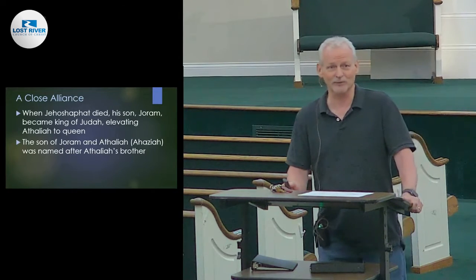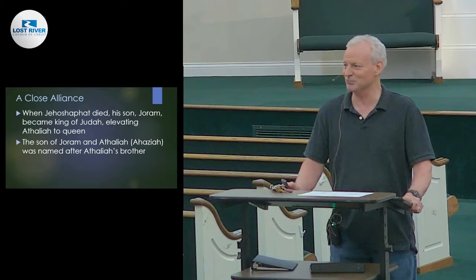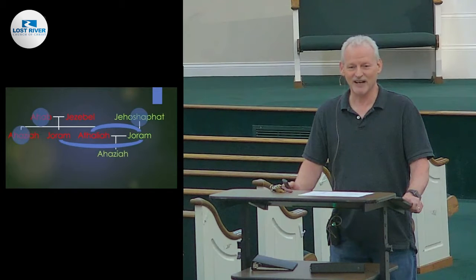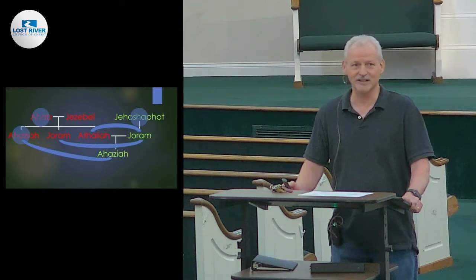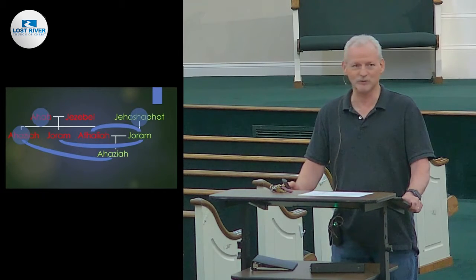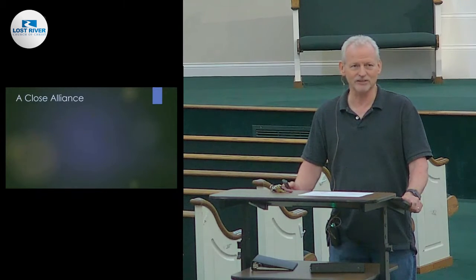The son of Joram and Athaliah, that is Ahaziah, was named after Athaliah's deceased brother. I'm going to show this to you. Okay? So, Ahaziah is named after this guy over here who's now dead, the guy who died from being lame in his feet. Now their son has the same name as Athaliah's brother. So again, they're trying to demonstrate the closeness between these two nations through all of these different namings and marriages, intermarriages.